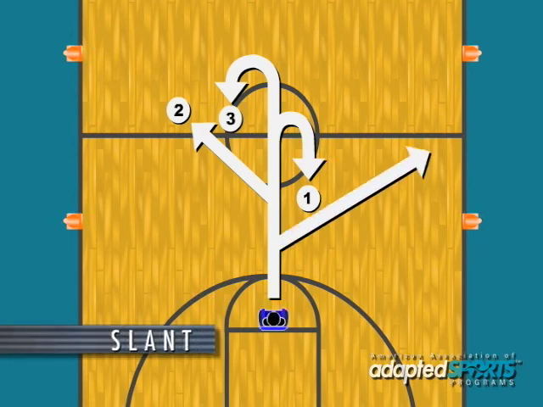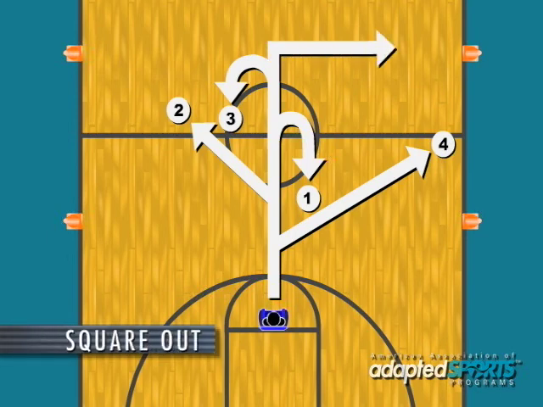The slant route sends a receiver into the quarterback's line of sight at an angle. The route can be a sharp angle for a quick pitch and catch, or a deeper angle for a longer pass pattern. Where the comeback and the button hook are routes with loose runs, the square out is a pattern with sharp turns. A completion requires timing between the QB and receiver.